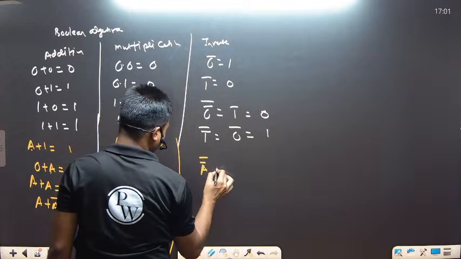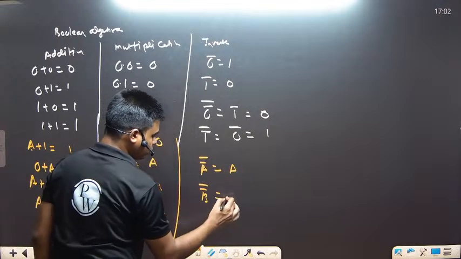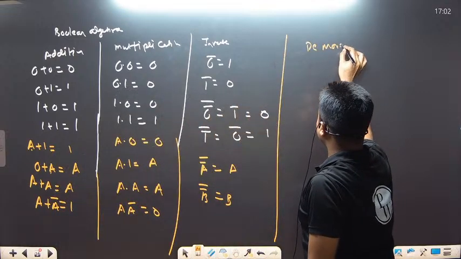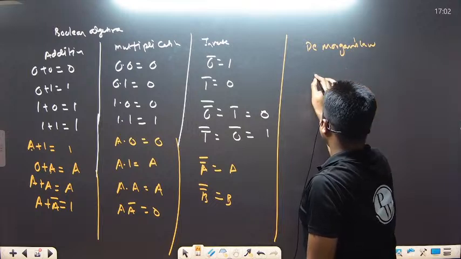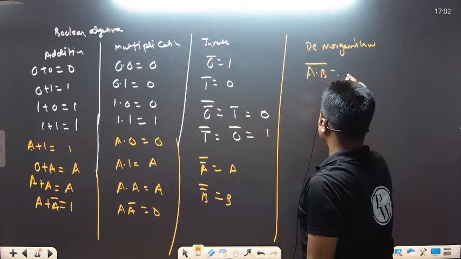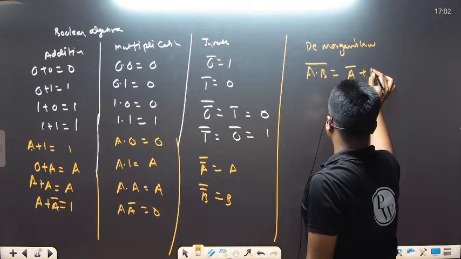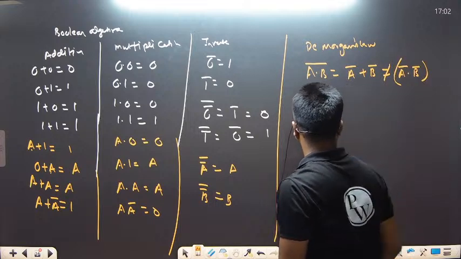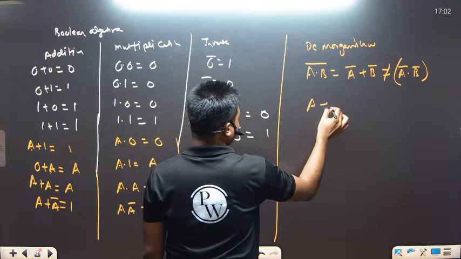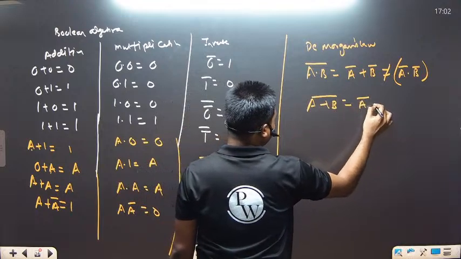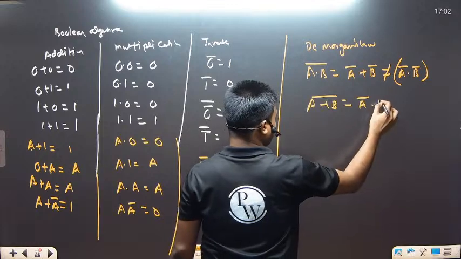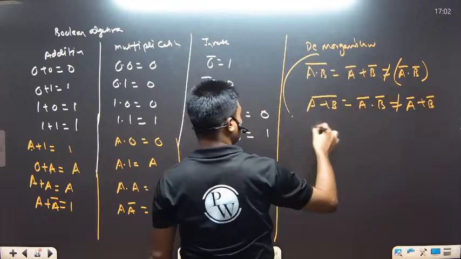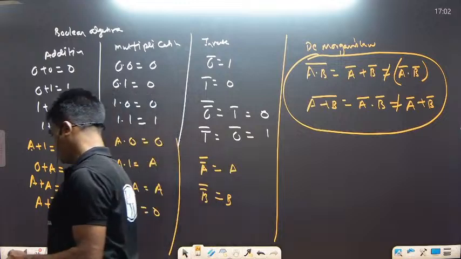Now this A double bar is A and B double bar is equal to B. Then we have De Morgan's law, that also we'll discuss. In De Morgan's law, A dot B whole bar is given by A bar plus B bar, and this is not equal to A bar dot B bar. Remember this. Second, A plus B whole bar is given by A bar dot B bar, and this is not equal to A bar plus B bar. So these are the two laws we'll be having. We'll be solving questions from here also.